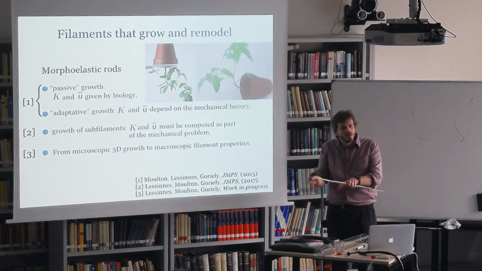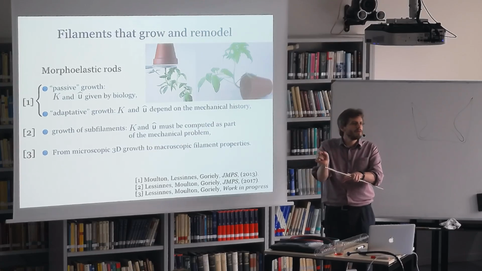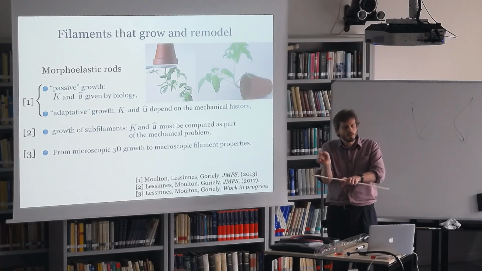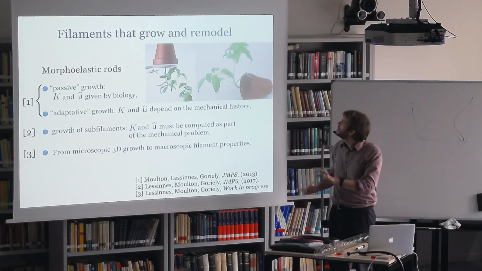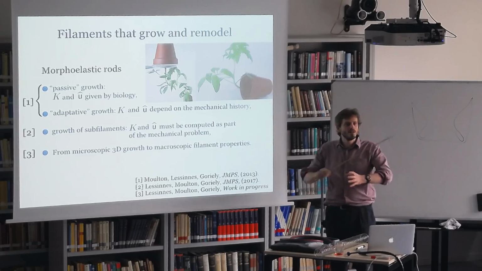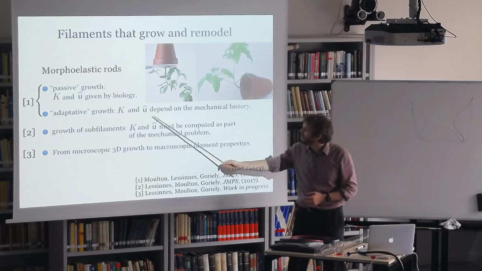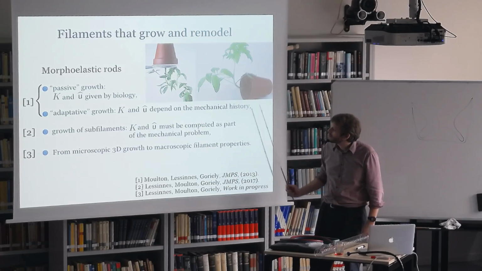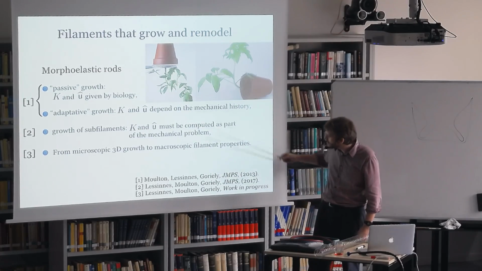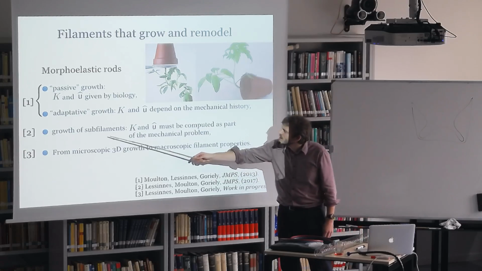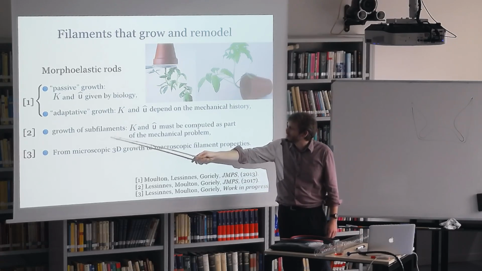Now this new layer was added along the current shape. The mechanical effective properties of this new system depend on the shape you had in the past. And so you get effects where you can compute k and u hat that depend on the history of the system. So we did this in the first paper.